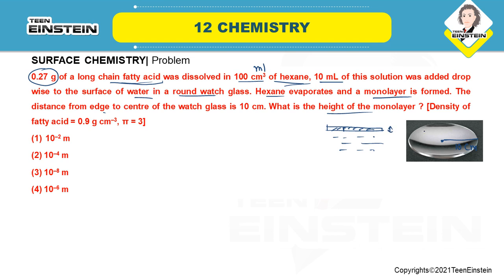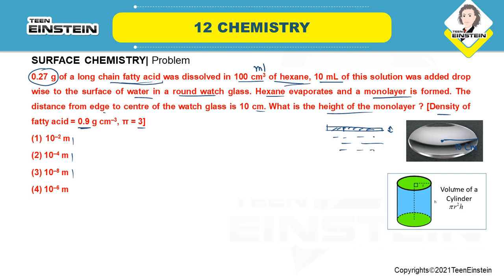So the height of this monolayer is what we have to find. Some more information is given: the density of the fatty acid in gram per centimeter cube, and the pi value given is 3. Pi we actually write as 22/7, but it is close to 3. And all the options are given in meter unit, so the height that you find should be in meter unit. Here we have centimeter, but we have to do the unit conversion.